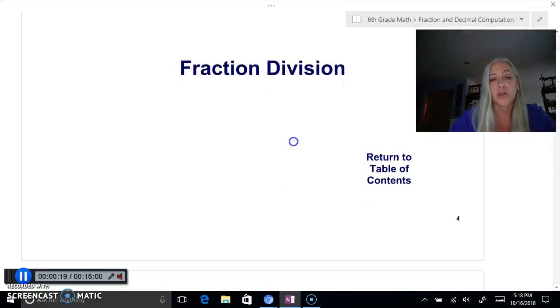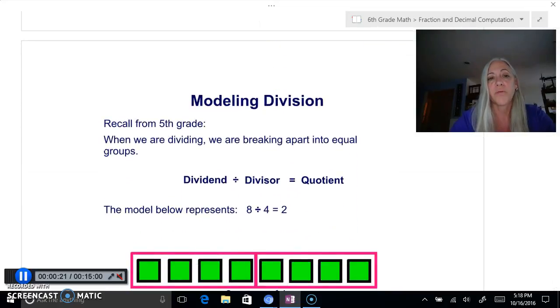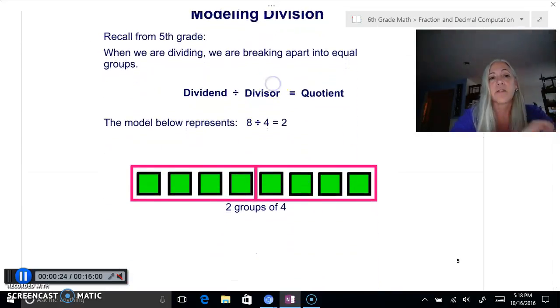So let's first look at something that you recall from 5th grade. In 5th grade, when we're dividing, you're breaking apart into equal groups. You have a dividend, you have a divisor, and that equals the quotient. So the model below represents 8 divided by 4, which equals 2. There's 1, 2, 3, 4, 5, 6, 7, 8, broken into 2 groups, and that should be 4 in each group.